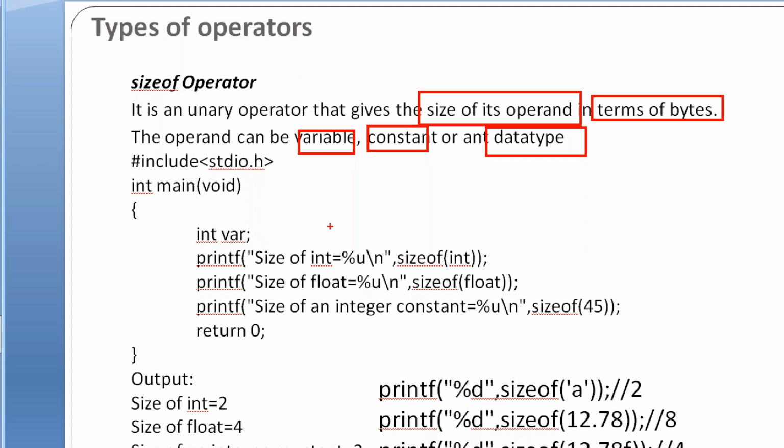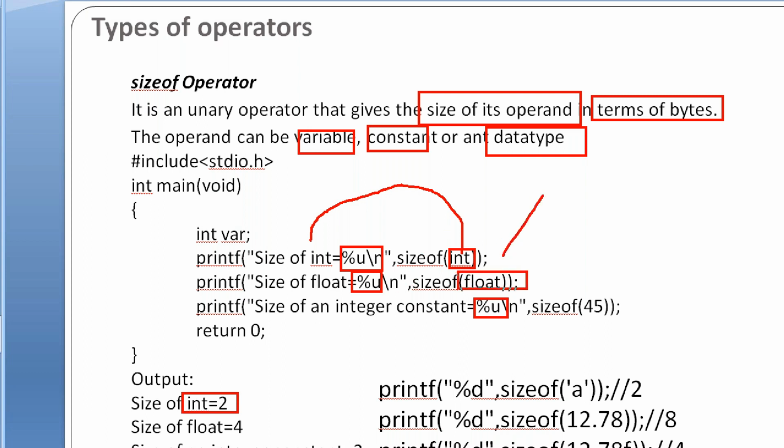If you want to get a size in bytes here, I want to use unsigned integer. That is why I'm using percentage u for unsigned integer. Otherwise you can take percentage d also, no problem with that. So already you know the size of integer. Directly I'm taking the data type here. Size of integer is what? 2 bytes according to the Turbo C compiler. Anyway, if you are working with the Dev C compiler, the size of integer is 4 bytes. So you will get 4.